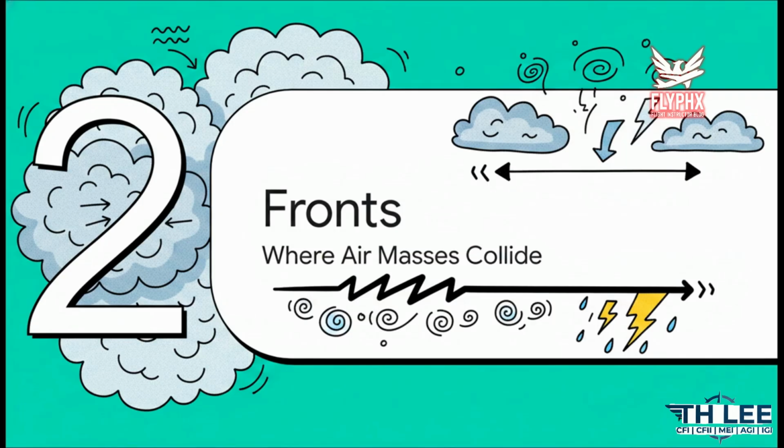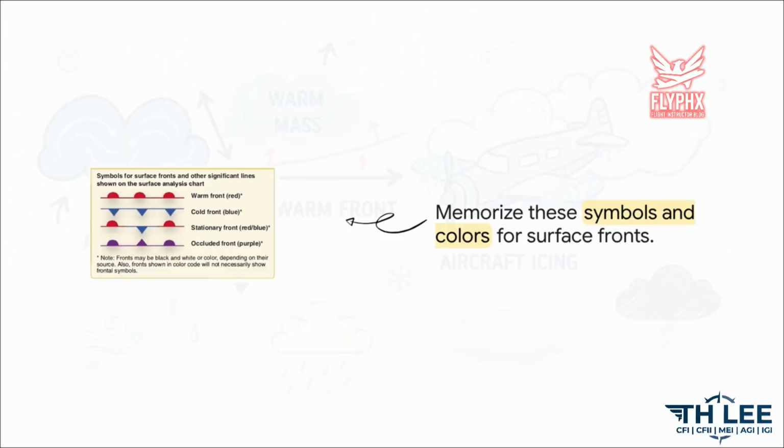Section 2, fronts, where air masses collide. When these massive bodies of air inevitably bump into each other, they don't exactly mix politely. They form a very stark boundary layer called a front. You'll want to memorize the specific symbols and colors used on your surface analysis charts. Red semicircles signify a warm front, while blue triangles denote a cold front. Stationary and occluded fronts combine those symbols. As pilot in command, you need to know that crossing any of these boundaries practically guarantees a shift in conditions. You're going to experience a change in temperature, a shift in wind direction and speed, a change in barometric pressure, and a shift in the dew point.